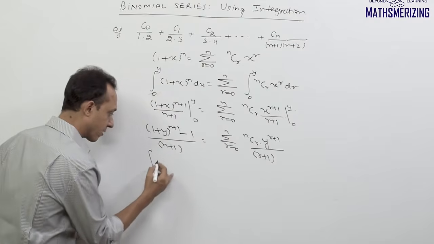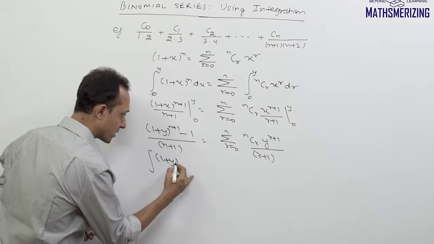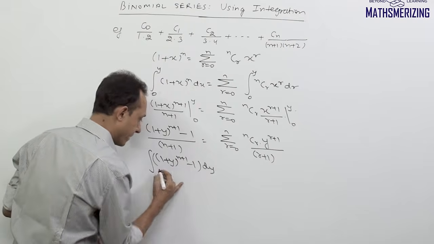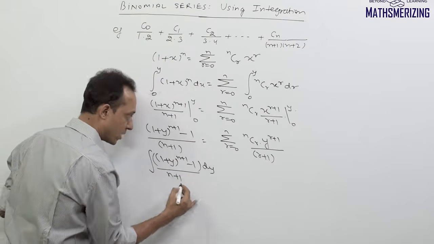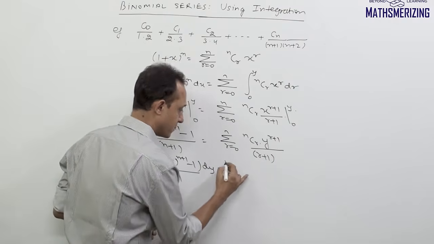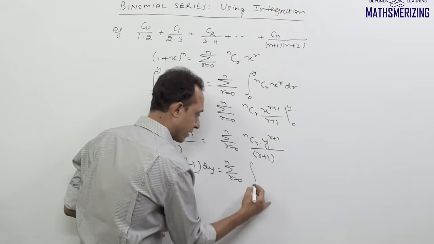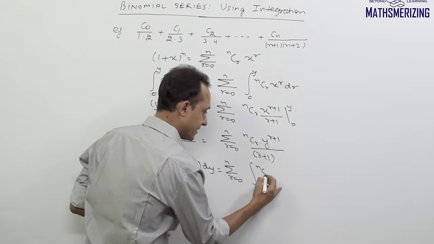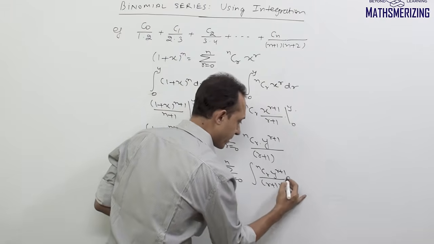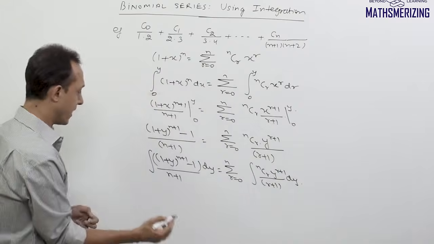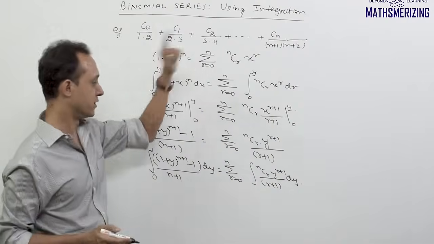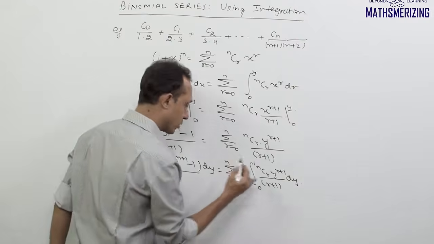So I'll write the integral of (1 plus y) to the power n plus 1 minus 1 into dy upon n plus 1. And here I'll write summation r varies from 0 to n, and the integral of nCr y to the power r plus 1 upon r plus 1 into dy, and I'll take my limits from 0 to 1, because here I need the sum of the coefficients. So I'll take the limits from 0 to 1.